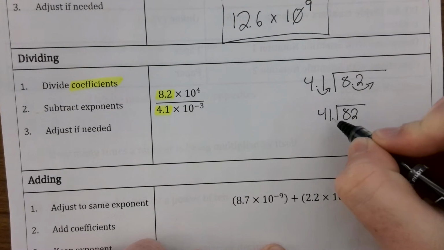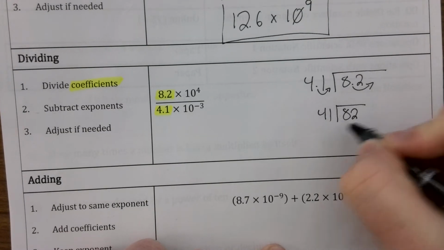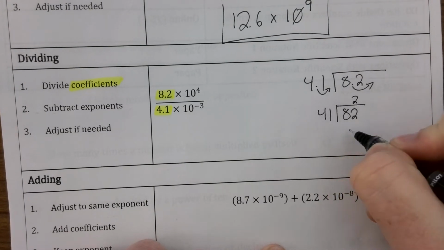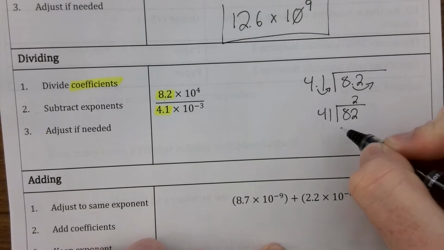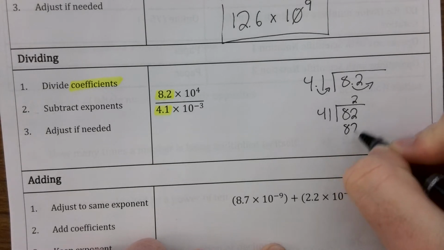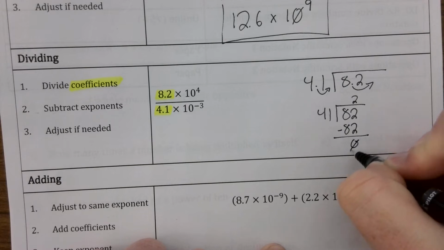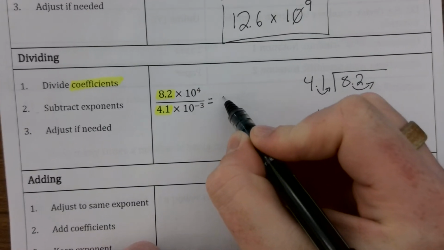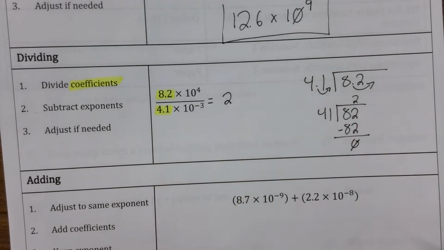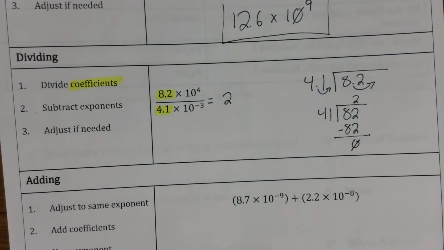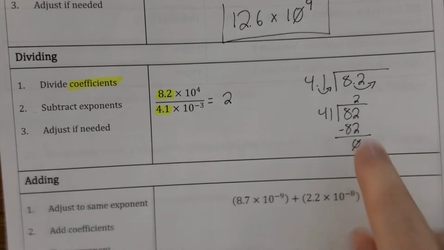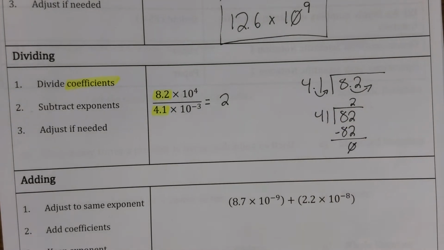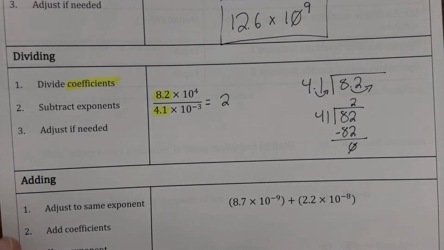How many times can 41 fit into 82? Well, 1 can fit into 2 times. 4 can fit into 8 2 times. So I'm going to say 2. 41 times 2 is going to be 82. So our answer ends up being 2. And again, use a calculator. I made these numbers pretty nice and easy so that our long division piece is not too bad, should you choose to do long division.